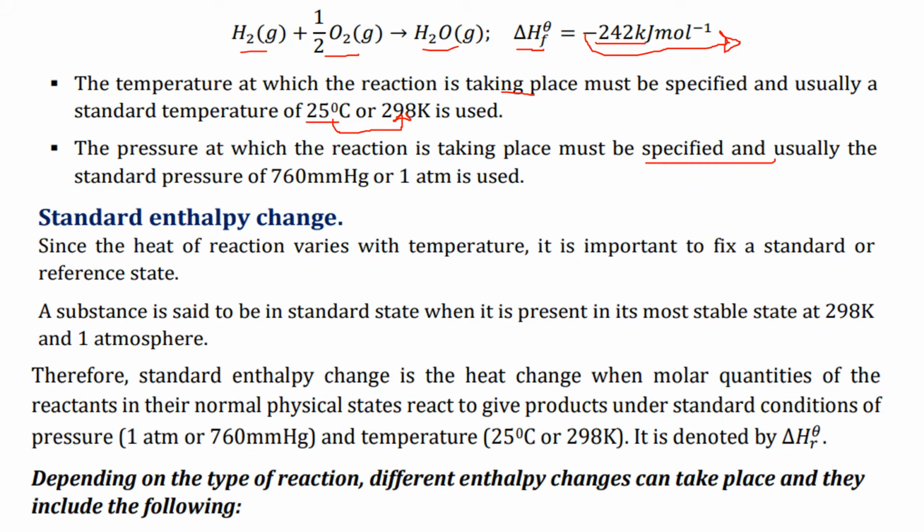For example, most of the standard reactions take place at 1 atmosphere. You should note that 1 atmosphere is equivalent to 760 millimeters of mercury when used in determining enthalpies of formation of standard reactions. Now we are going to start with standard enthalpy changes, and we look at the definition of a standard enthalpy change.